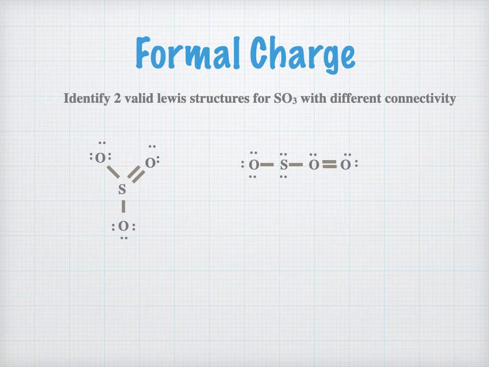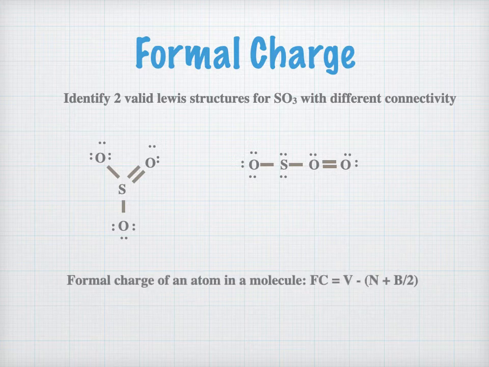We have 8 valence electrons on everything. We have the correct total number of electrons, so these would be valid structures. Determining which one of these is the more likely structure is something that formal charge is useful for. And then, of course, we can always verify this with certain analytical methods.